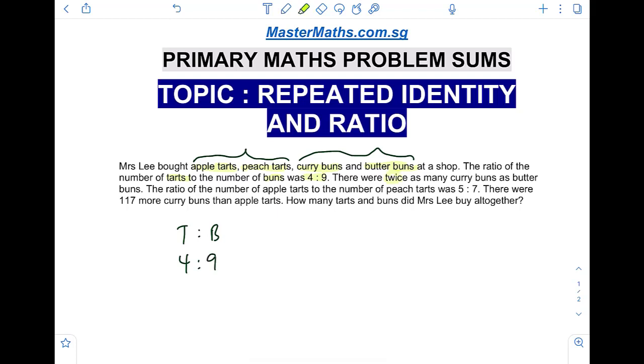There were twice as many curry buns as butter buns. So curry buns is to butter buns, this will be 2:1. The ratio of the number of apple tarts to the number of peach tarts was 5:7.